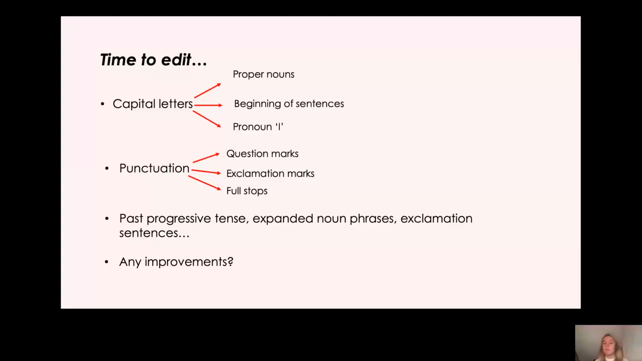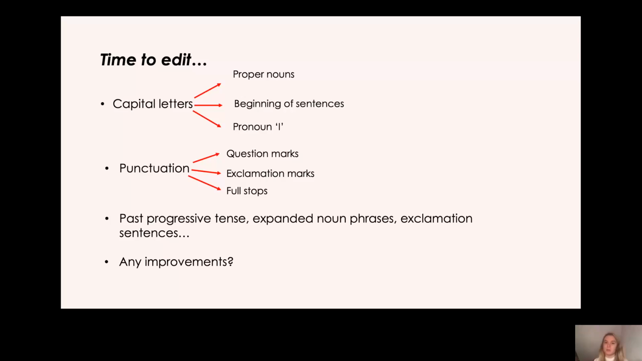Now remember, you need a capital letter for proper nouns. Now a proper noun is a day of the week, a month, or you could have a name or a place. Okay, so you need to check that you've got capital letters for all of your proper nouns. And then you need to check that you've got capital letters for the beginning of all of your sentences. That includes questions and exclamation sentences. And then you need to check that you have capital letters for the pronoun I, because remember, I am important. So pause the video now and have a check for your capital letters.